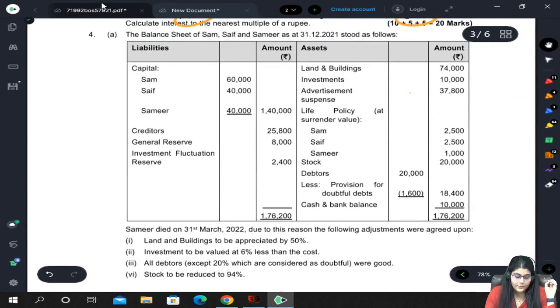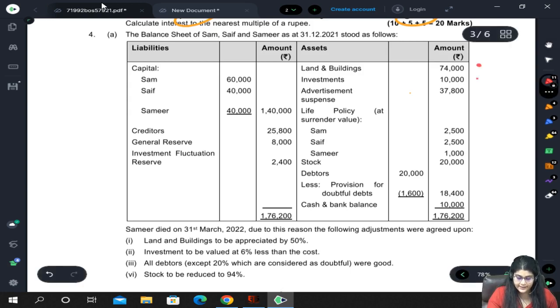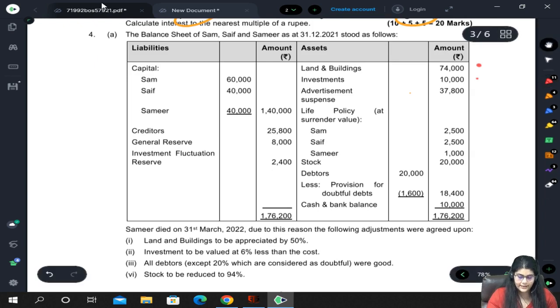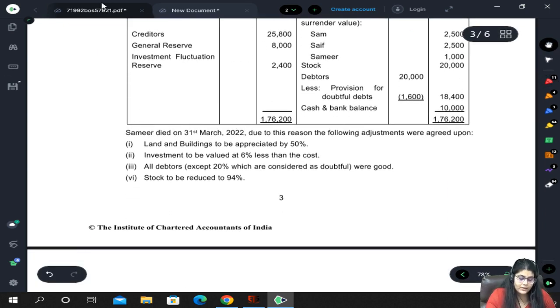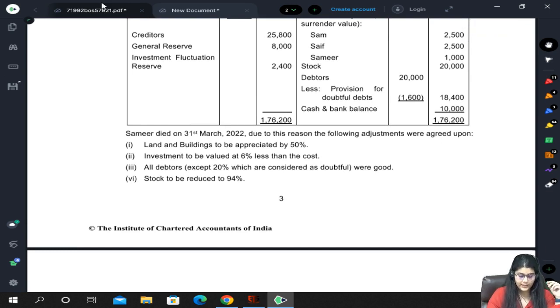The balance sheet of Sam, Saif and Samir as at 31st December 2021 stood as follows. We have the capital accounts, land building, investment, advertisement suspense, life policy at surrender values, investment fluctuation reserve, general reserve, stock, debtors, provision for doubtful debts, cash and bank balance. Okay. Now Samir died on 31st March 22 and the following adjustments were agreed upon.